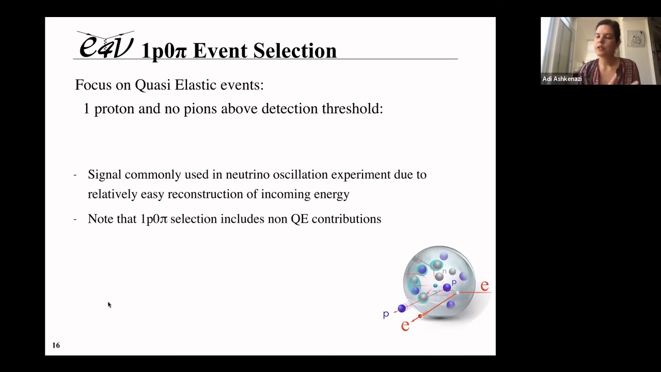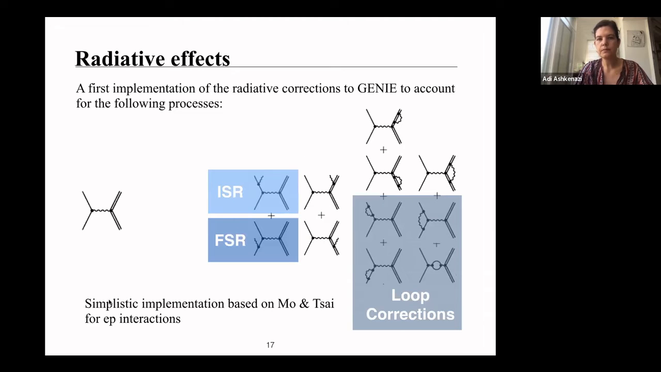But of course, there are non-quasi-elastic contributions to this selection of 1p0π. For the acceptance in CLAS, we can correct, and we've made an acceptance correction. But also there can be multi-nucleon interactions or resonance interactions, with final-state particles going below a detection threshold, looking like a quasi-elastic event, which are actually not. And this is what we really want to nail and make sure that we're modeling properly, to make sure that our oscillation experiments are not biased.